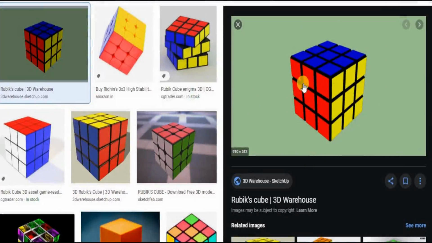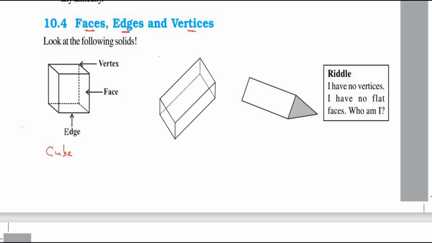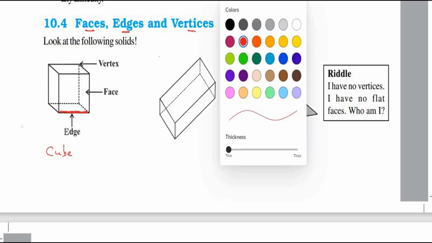This cube we can divide into three parts. We have the edges, the faces, and the vertex. The edges I'm going to do as red. Look at this. This is the edge. This is an edge of the cube.